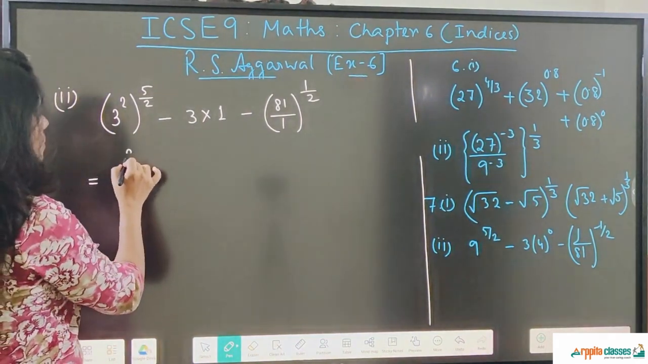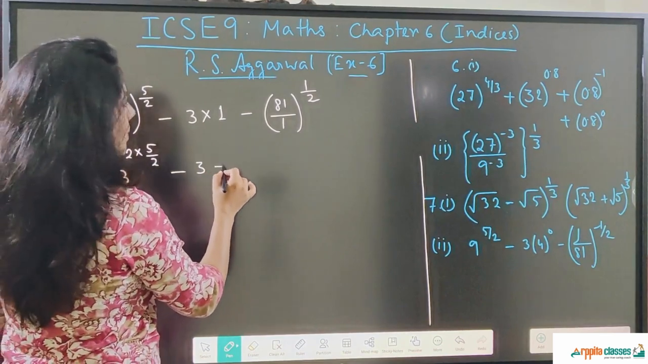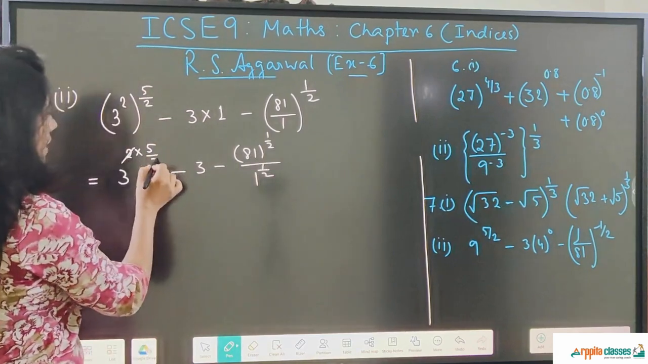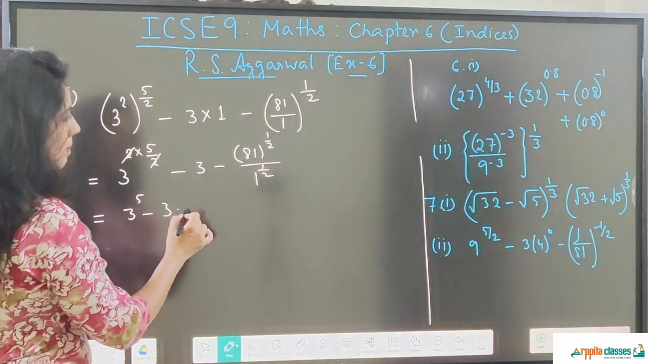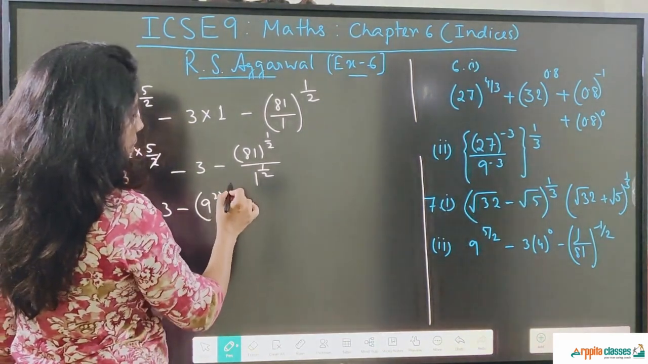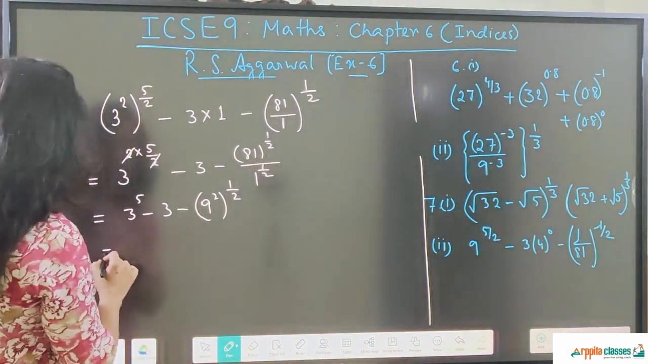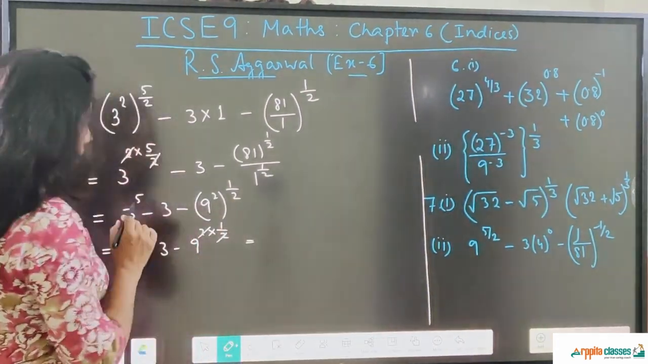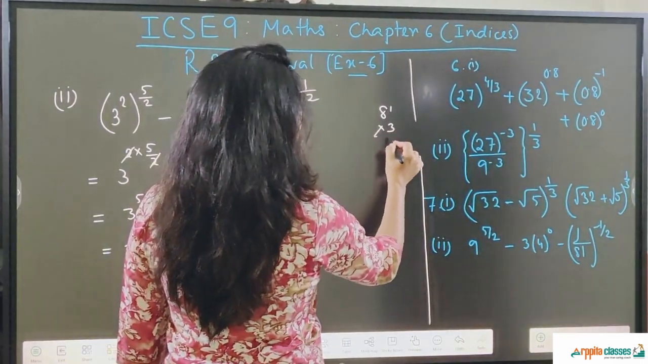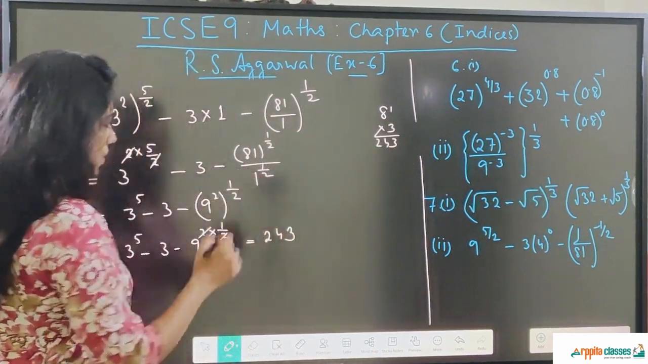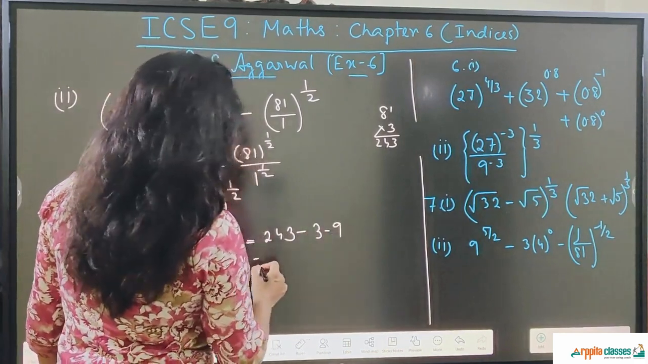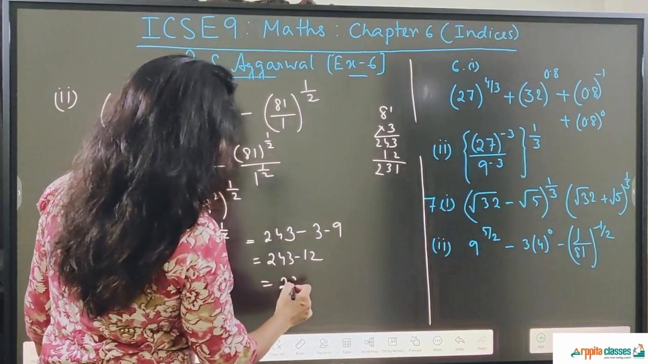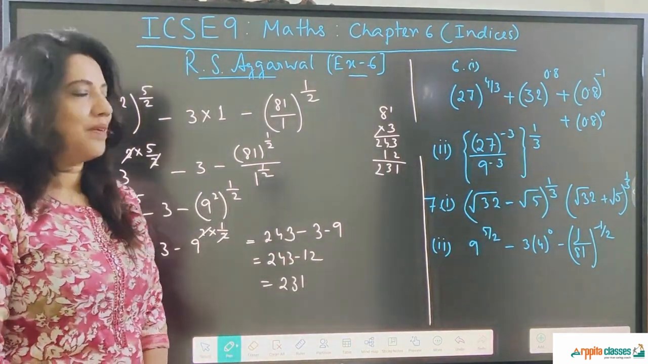Now (3 square) to the power 5 upon 2 minus 3 minus, we can say it is 81 to the power half divided by 1 to the power half. Here 2 and 2 get cancelled, 3 to the power 5 minus 3 minus. 81 can be written as 9 square, that whole to the power half is there. Here 1 to the power half is 1 only. So this is 3 to the power 5 minus 3 minus 9 to the power 2 into 1 by 2, 2 gets cancelled. Now 3 to the power 4 is 81, into 3, so that is 243. So we get 243 minus 3 minus 9, which will give you 243 minus 12. Now just do it, this is 231. So the final answer is 231. So that's the answer for the second one.